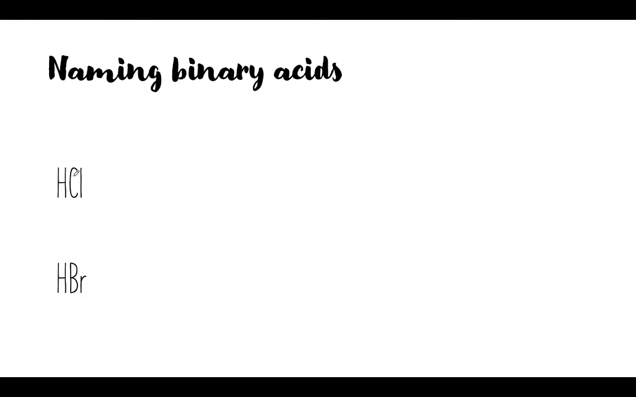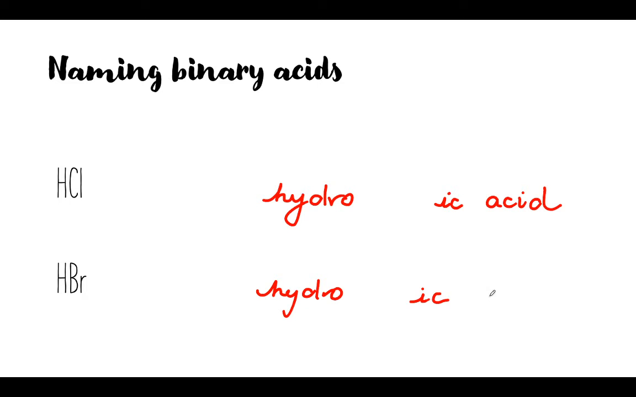So my first example here is HCl. And for binary acids, there's a certain format that all of them follow. The prefix is always going to be hydro. So the beginning part of the word is always going to be hydro. And then it's going to end with ic acid. And that applies for this example as well. So you've got hydro, and then you've got ic acid.